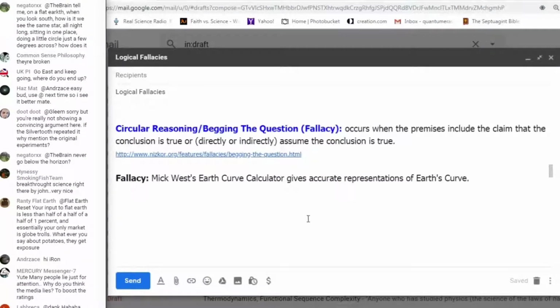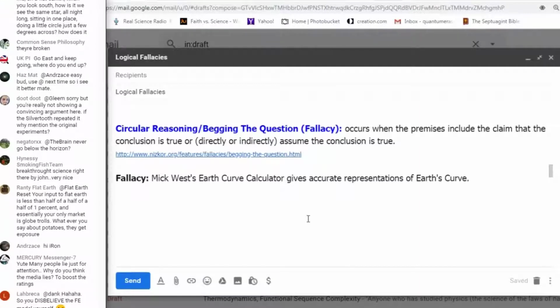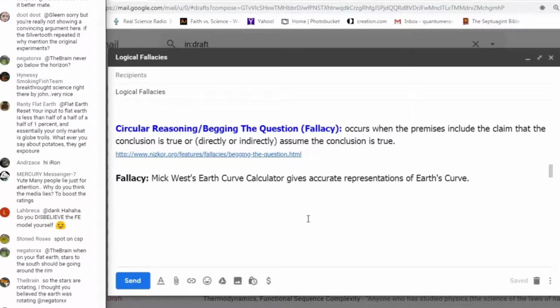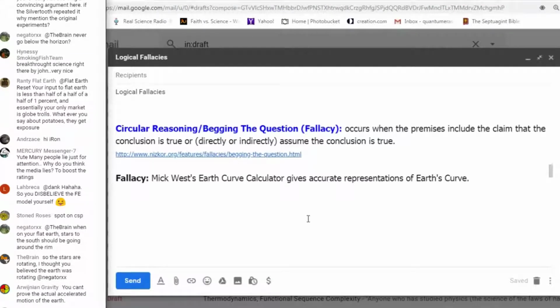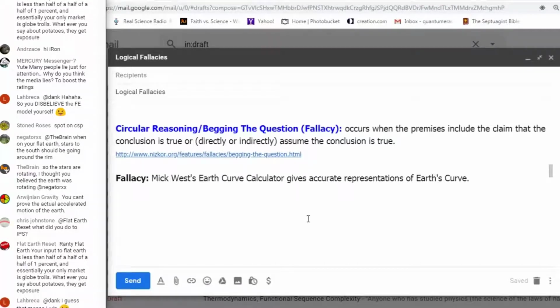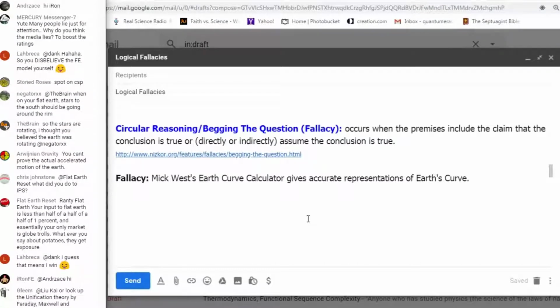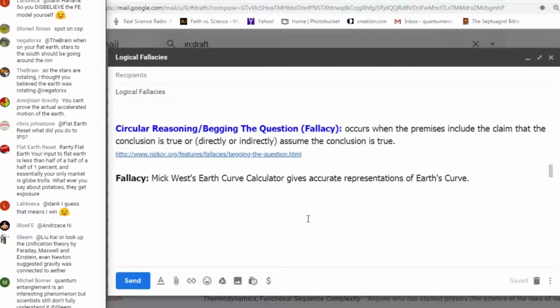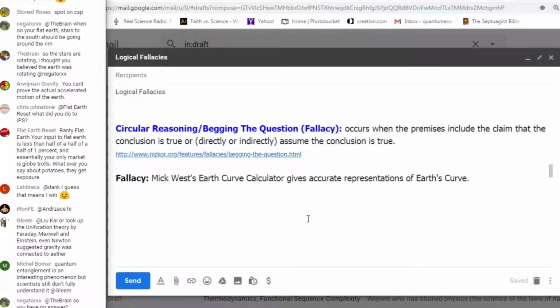Another one. Listen, I just keep on saying the last fallacy is the most prevalent one, and I get to the next one, and this is the most prevalent one. So listen, all these are just carpet barrage bomb. Let's just put it that way. But this is my favorite. Right. So the circular reasoning or begging the question fallacy occurs when the premises include the claim that the conclusion is true, or directly or indirectly assume the conclusion is true. The easiest one is: West's Earth curve calculator gives accurate representations of Earth's curve. This circular reasoning just goes around in a circle, right?